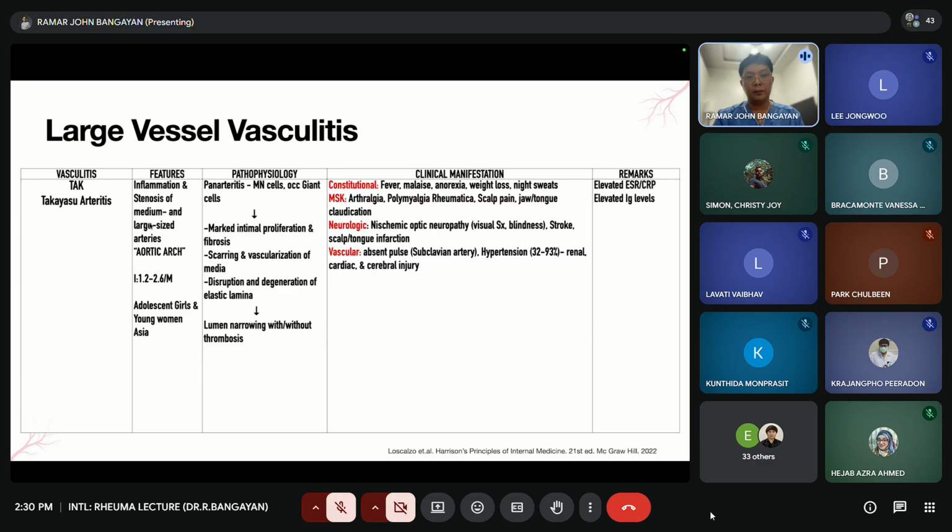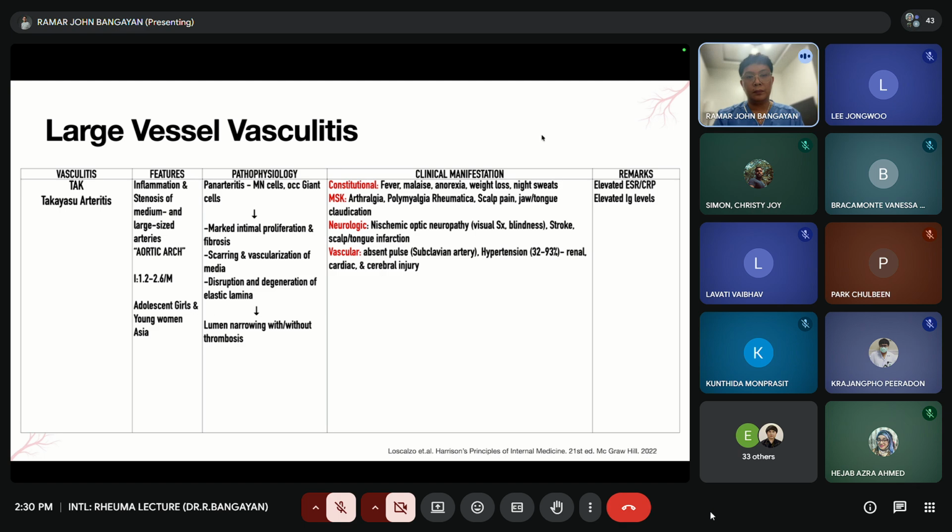Okay, again, same as your temporal arteritis, it's panarteritis. There is marked intimal proliferation and fibrosis, scarring, vascularization. So what will happen if you have intimal proliferation and scarring? It will decrease the size of the lumen. So there will be stenosis. And so it will disrupt now the blood flow, causing now ischemia or thrombosis.